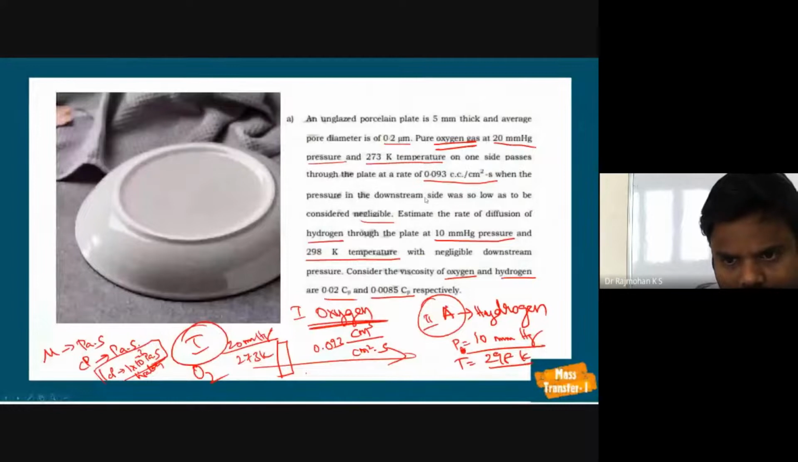The first step we are doing is to estimate the rate of diffusion of hydrogen. We are solving the first case; after this is the second case. In the first case, oxygen is entering at a particular pressure and temperature, and the rate at which it is flowing is given. So from flux, what we have to get is the length of the pore that we can determine, because we have an expression for this.